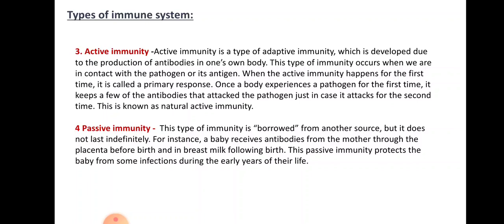Coming to the fourth type, that is passive immunity. This type of immunity is borrowed from another source or another person, but it does not last for long periods. For instance, a baby receives antibodies from the mother through the placenta before birth and in breast milk. Following birth, this passive immunity protects the baby from some infections during the early years of life.